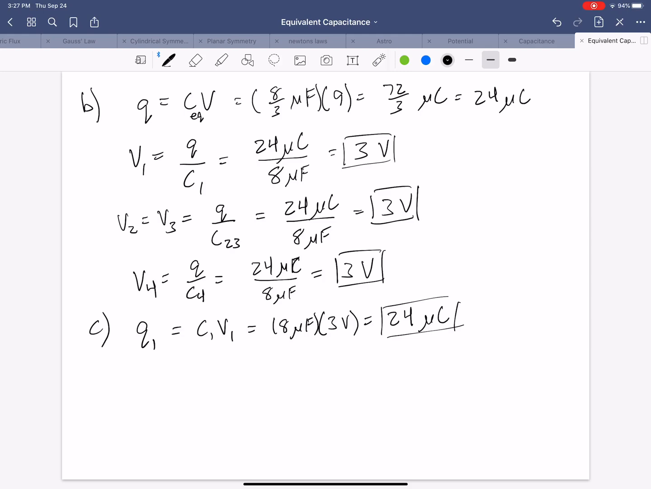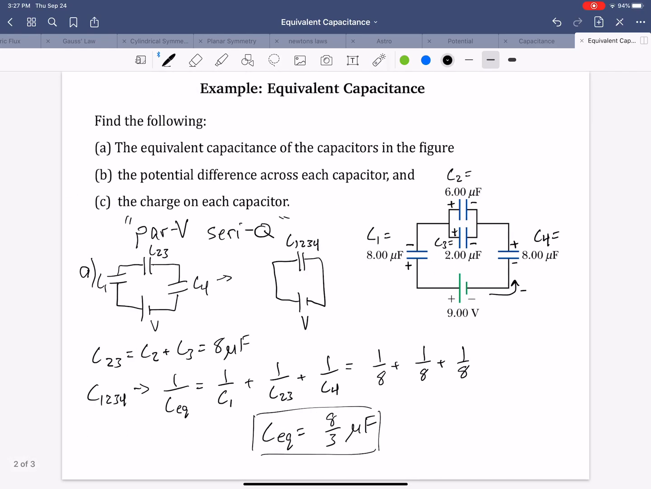Okay, good. Now, for Q2, same thing. Q2, 3, we need to check. They're in parallel now. Is the charge the same or is it shared? For capacitors in series, the charge is shared. These are in parallel, so the voltage is the same. The charges aren't necessarily the same.